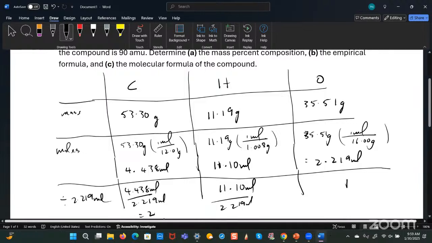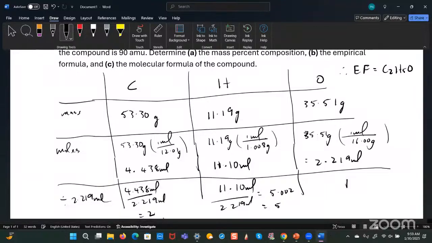And then 11.10 divided by 2.219. And this gives, well, what I have on my calculator is 5.002. So that would be effectively 5, right? So therefore, the empirical formula for this compound will be C2H5O. All right, and that's it. That's where you get the answer to that question.